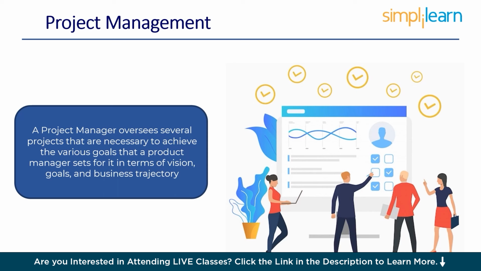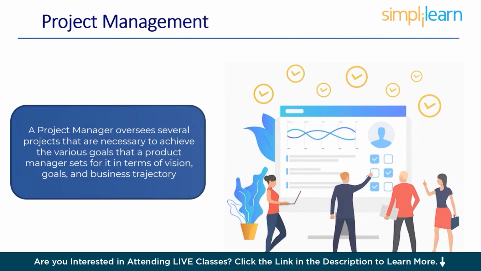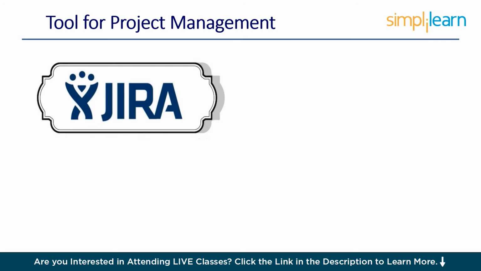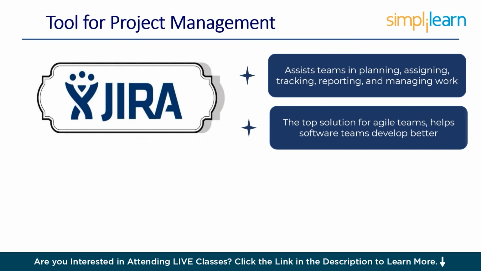Though product management and project management are two different jobs, still there would be some interactive work. No product manager can operate without the work support of a project manager. The tool used for project management is Jira. Jira brings teams together for everything from agile software development and customer service to startups and companies. Jira assists teams in planning, assigning, tracking, reporting, and managing work.